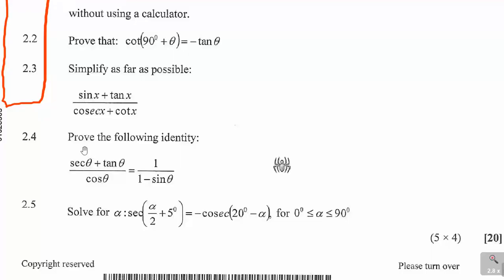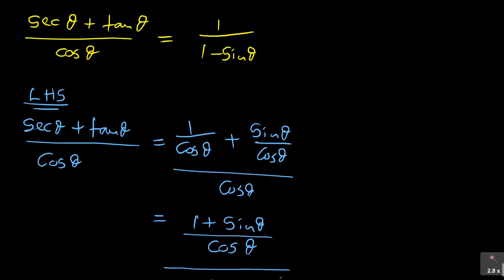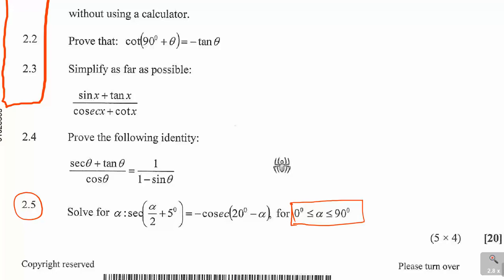Now let us look at the last question, 2.5 here. Now 2.5 says solve for alpha, and you're given sec of alpha over 2 plus 5 degrees is equal to minus cosec of 20 degrees minus alpha, and they give you the region, the value of alpha. It is between 0 degrees and 90 degrees.